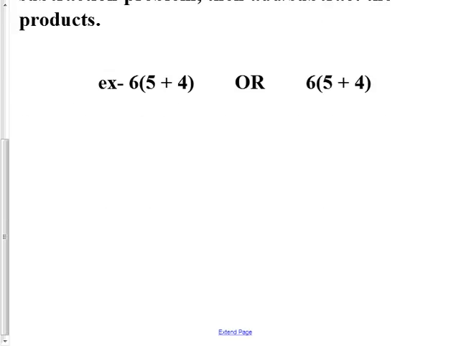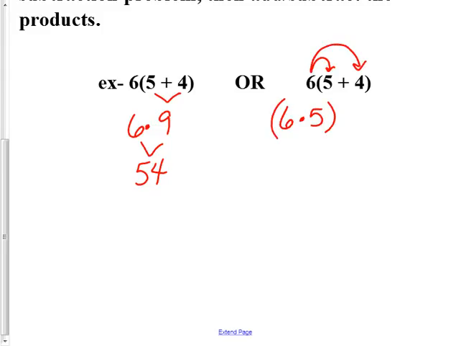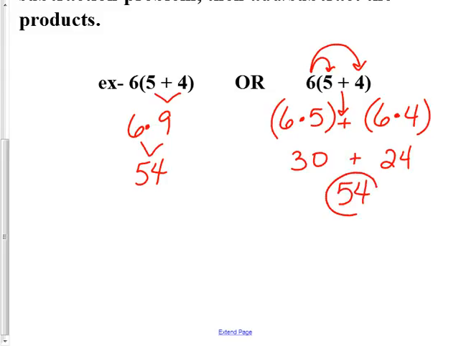So for example, most of you probably would think to do, well, 5 plus 4 is 9, and then 6 times 9 is not 36. 6 times 9 is 54. You could do that. But what you could also do is multiply 6 times 5. So you could think of this as 6 times 5, and then 6 times 4. And then whatever symbol is between them, in this case it's addition, just bring that down. So 6 times 5 is 30. 6 times 4 is 24. 30 plus 24 is 54. We get the same answer.